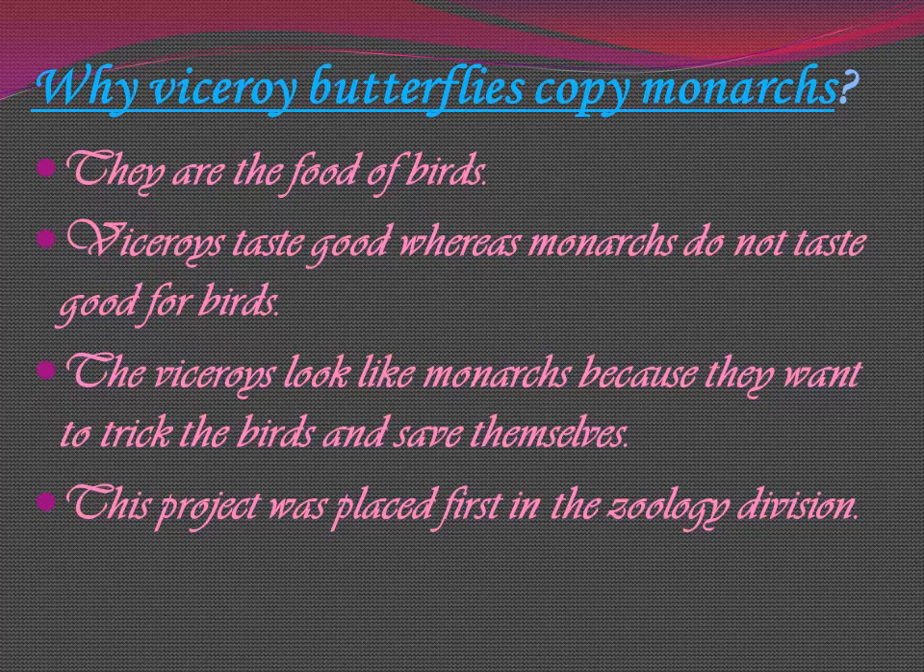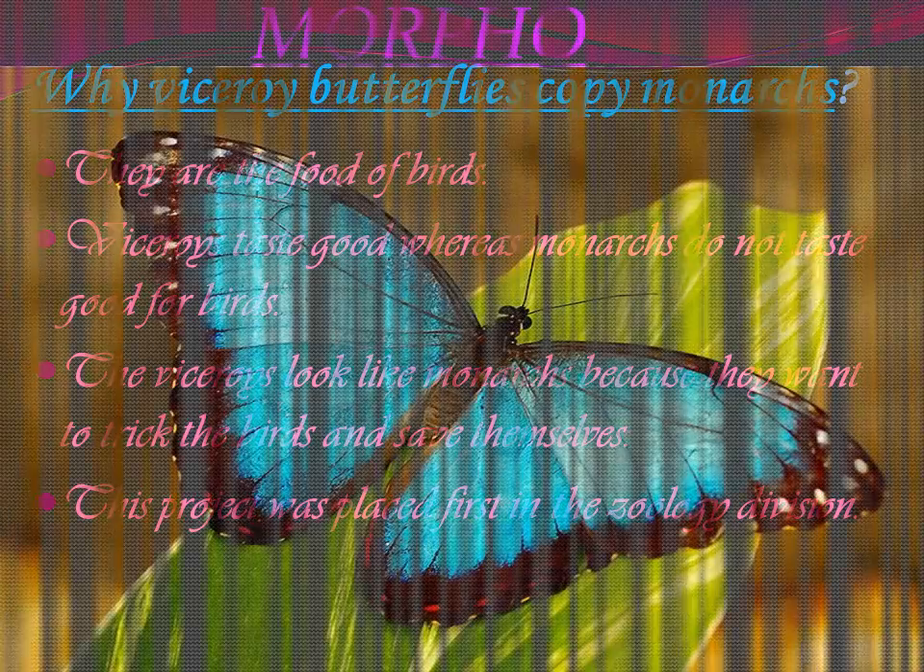Why do viceroy butterflies copy monarchs? They are the food of birds. Viceroys taste good, whereas monarchs do not taste good for birds. Viceroys look like monarchs because they want to trick the birds and save themselves. This project was placed first in the Geology Division.